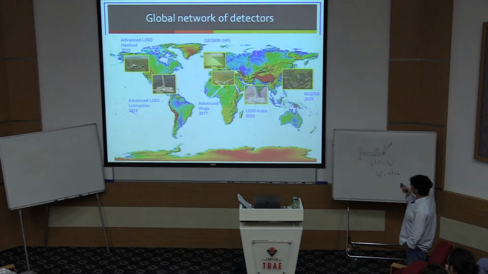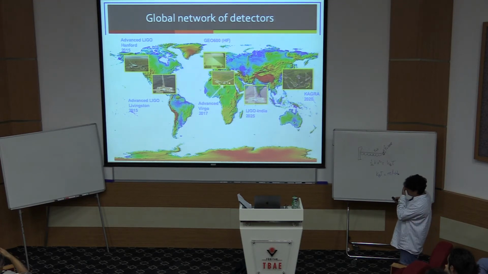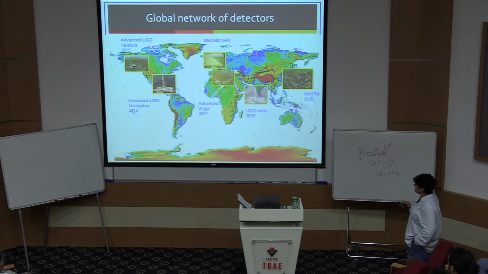So there's this global network of detectors that I've just named, the two of LIGO, and they've been operational since 2015. Advanced Virgo first came into operation in 2017. KAGRA expects to join an observing run in late 2019 to 2020. LIGO India should come on the air in 2025.